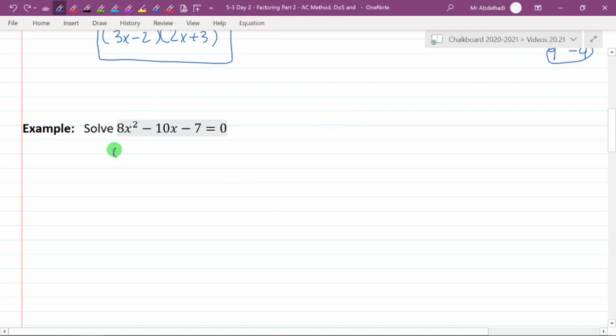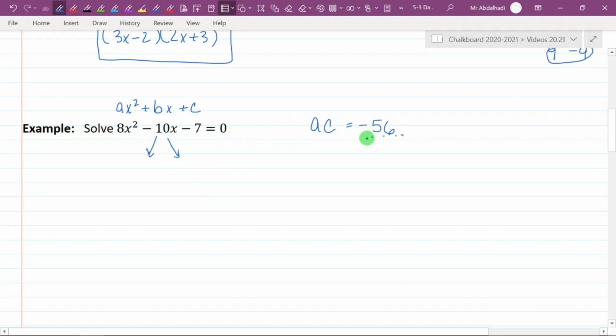Okay, so do you use reverse FOIL? Do you do that like last time and put the x in the x? No, because there's an 8 here. Okay? If there was no 8 here, reverse FOIL would have been fine. However, the fact that there's a coefficient in front of the x squared means AC time. Once again, this is ax squared plus bx plus c. So my a is 8 and my c is negative 7. So you find a times c, which is negative 56. Now, the question is, what are two factors of this, negative 56, that add to give me negative 10? And once I find those, I'm going to use those to split the negative 10 into two parts.